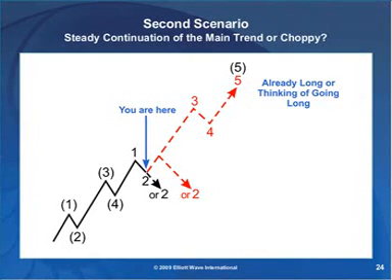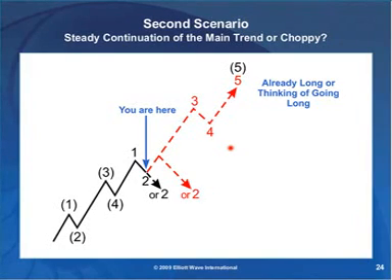Second scenario. Question: steady continuation of the main trend or choppy? Here's the situation. You have a 1, 2, 3, 4. You're going into 5 on a long-term trend. Maybe you're already long or you're thinking of going long. You think there's some more upside and you want to take advantage of it.